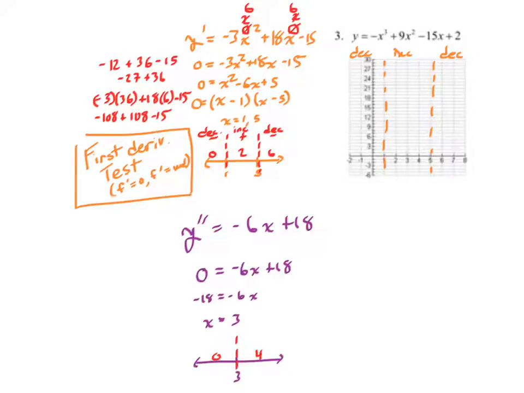I got my 2 tester points. I picked 0 and 4. Again, you can pick any tester points you want. After I plug in 0, I get positive. When I plug in a 4, I end up getting a negative number. So you get negative 24 and 18, which will give me negative. So this interval right here will all be concave up, and this interval over here will all be concave down.